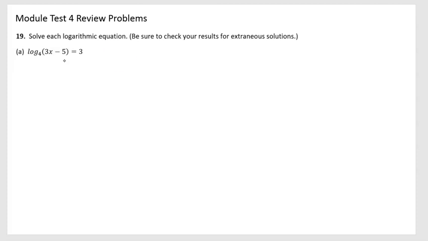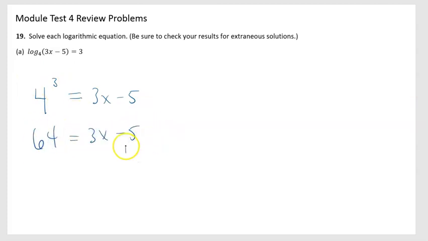So remember, when you have a logarithm, to rewrite it in exponential form, you start with the base, which is 4, and you raise it to what the logarithm is equal to. So 4 to the third power equals the argument, 3x minus 5. And then you just solve whatever you're dealing with. So 4 to the third, hey, we can figure that out. That's 4 times 4 times 4, which is 64, equals 3x minus 5.